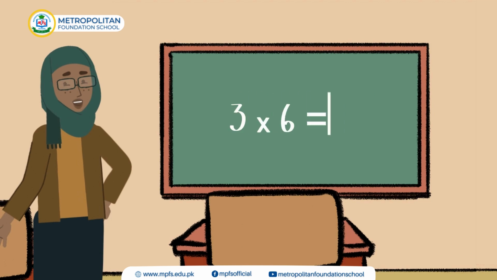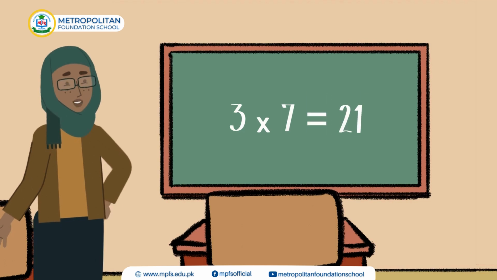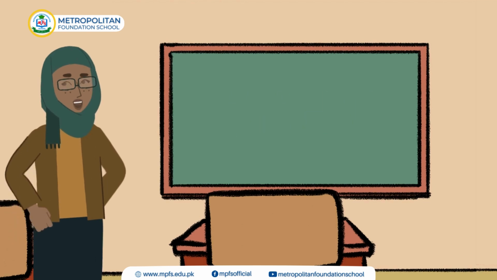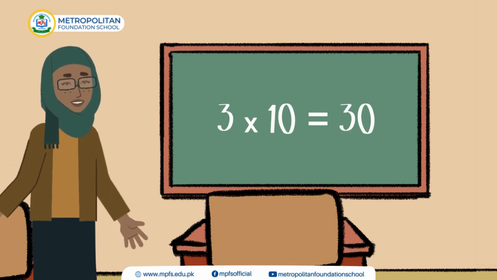Amazing. 3 times 6 equals 18. You're rocking this. 3 times 7 equals 21. Excellent. 3 times 8 equals 24. You're unstoppable. 3 times 9 equals 27. You're almost there. 3 times 10 equals 30.